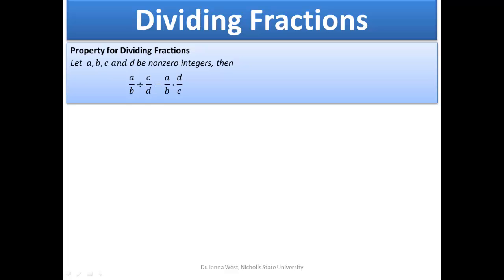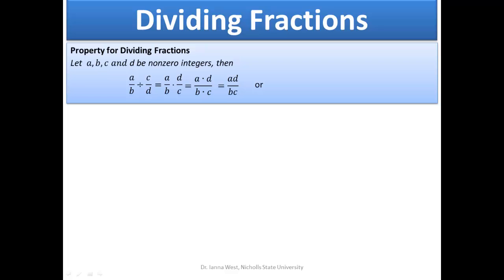Notice what we have done. We have kept the A over B, or our first fraction, as is, and we are now multiplying it times the reciprocal of the second fraction. That is, we are flipping the second fraction, which is called the reciprocal. Now, we can use the rules for multiplying fractions. We multiply the numerators, multiply the denominators to give us AD over BC.